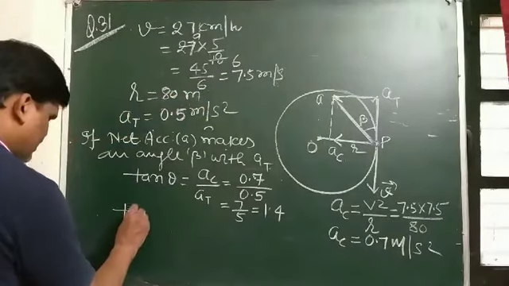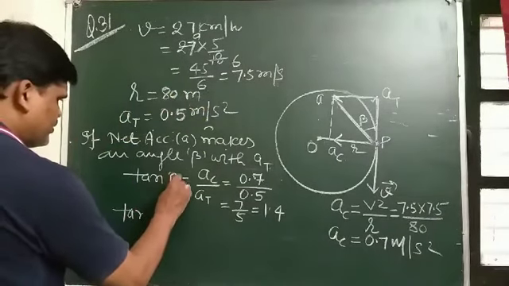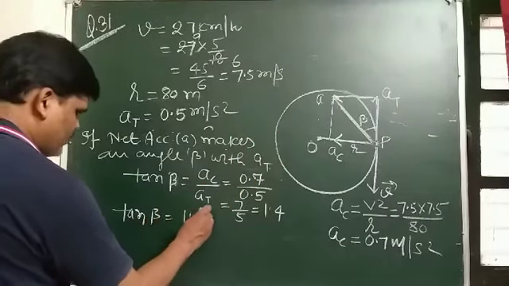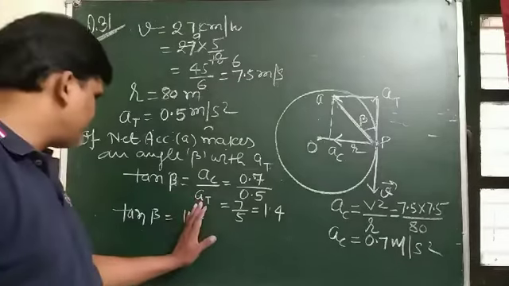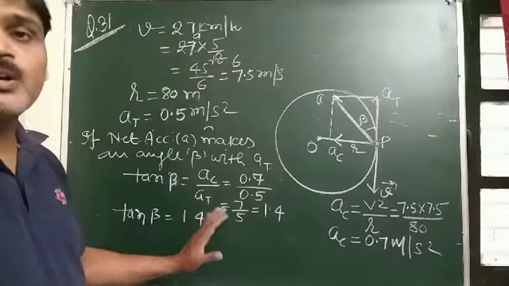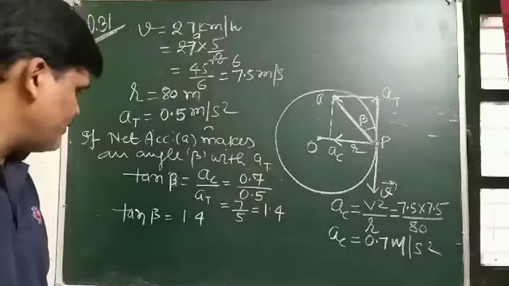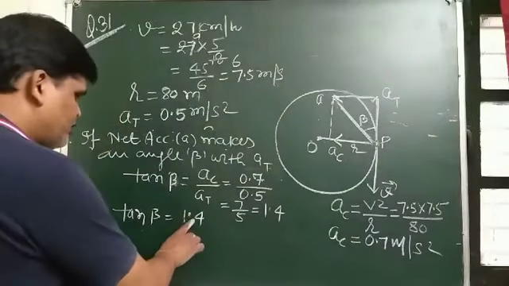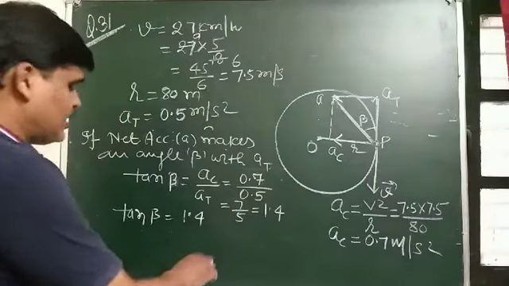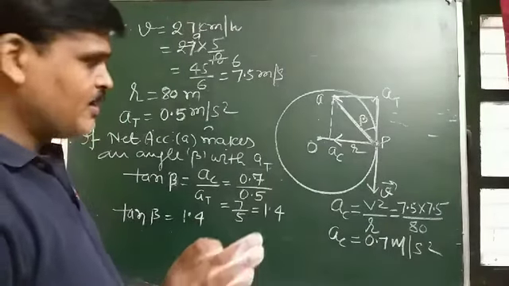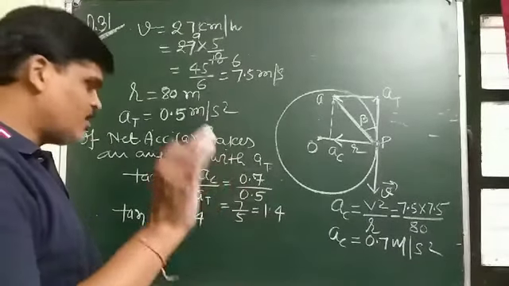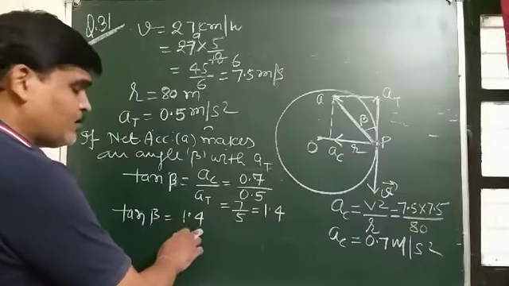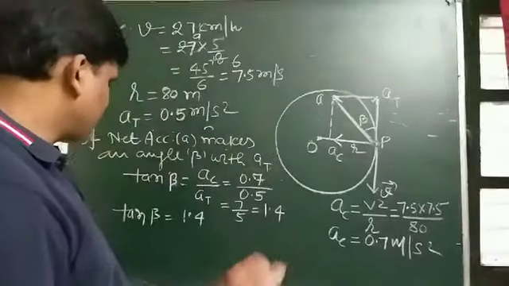So tan theta means what? Tan beta, because beta is taken. So tan beta equal to 1.4. And students, you know that if tan beta equals 1, it means tan 45, but it is more than 45. So use the table, 1.4000, and use the natural tangent table of the logbook, and you can easily find the value of 1.4 in the natural tangent table.